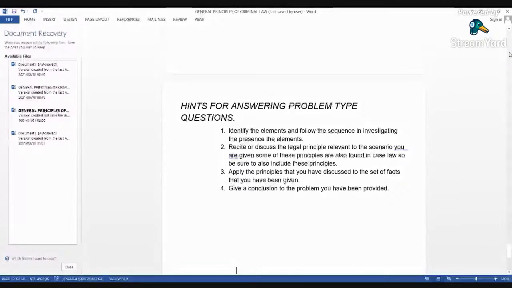And the last part, give a conclusion to the problem. Okay, fine, you've identified, you've recited, now you've applied. So what is it that you're concluding? Remember, you've been given a question. So give a conclusion to the problem. The question is, was there assault? So in your conclusion, you are summing it up. Yes, there was an assault. No, there was not an assault.